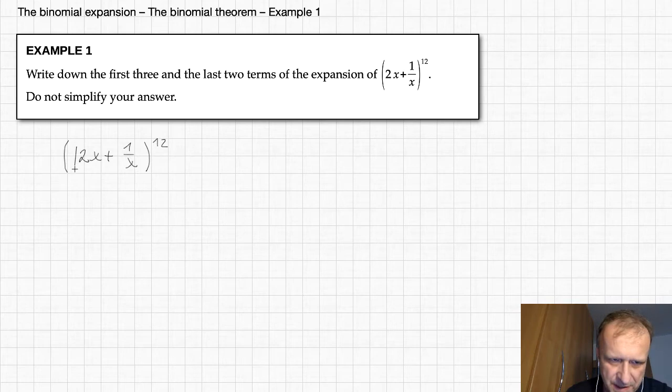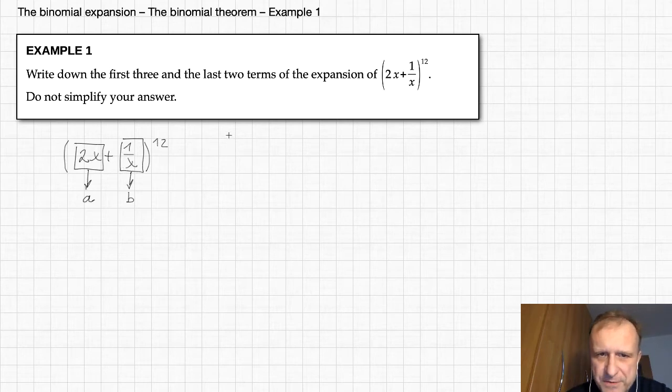So, you see that this term here is our a, and this term should be our b. We have (a + b) to the power of 12. Now, once you have (a + b) to the power of 12, you know that you start with the first term as 12 choose 0 times a to the power of 12 times b to the power of 0. So this is the first term.